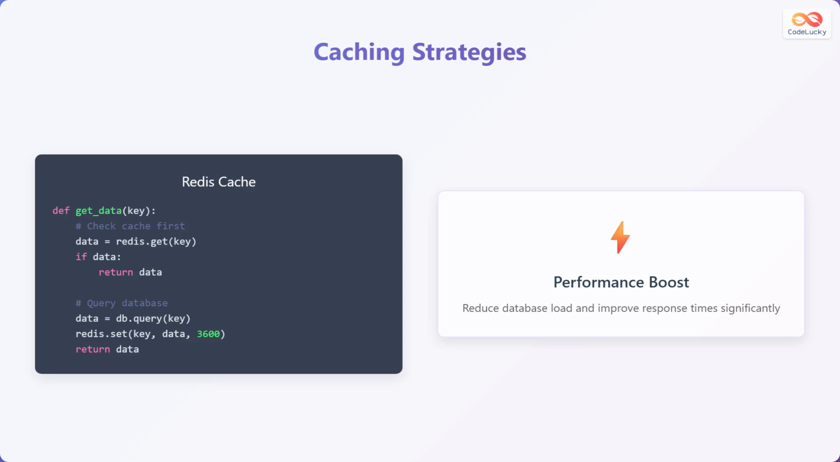Here's how you can improve the performance with caching strategies. In this example code, first check the cache with Redis. If data exists in cache, return data. Else, query the database. Then set the data in Redis cache for 3600 seconds and return data. Therefore, caching can provide a performance boost. Reduce database load and significantly improve response times with effective caching.